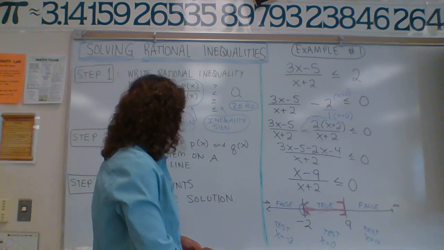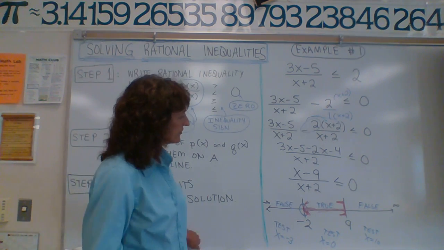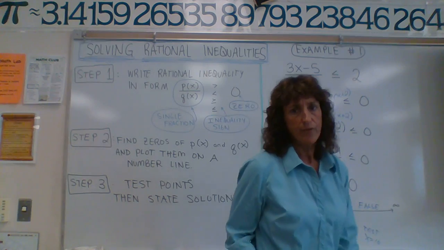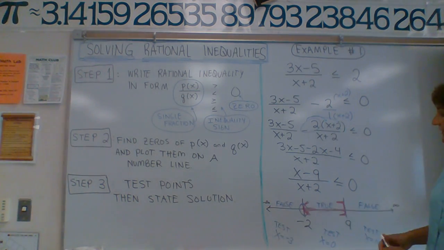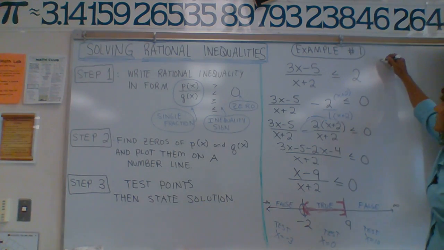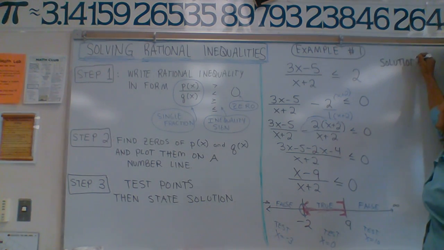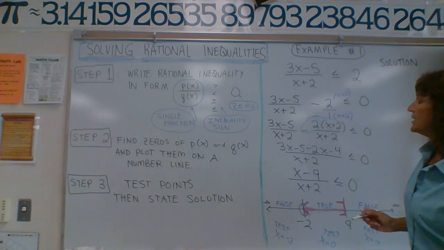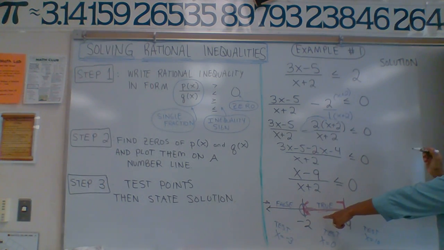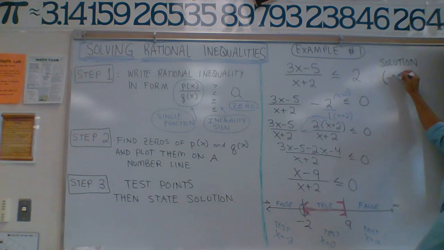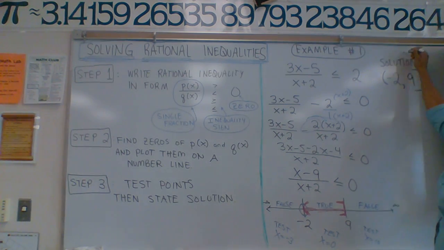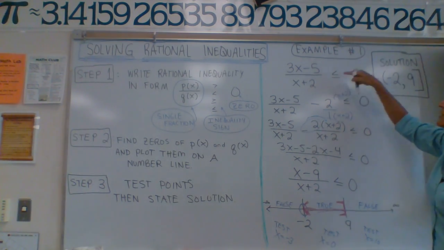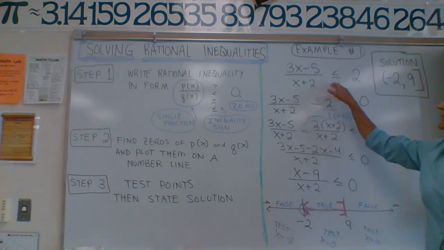And now we need to state our solution. We're going to write proper notation to state our solution, but once the work is done for the problem on the number line, stating your solution is just looking and writing this. So the solution for this rational inequality is going to be all the numbers that are greater than negative 2, but not including negative 2, up to 9, but we will include the 9, so a bracket after the 9. And here's the solution to our example number 1.